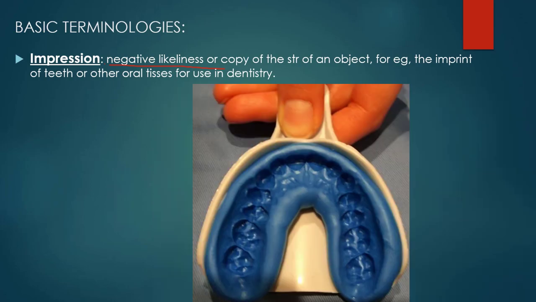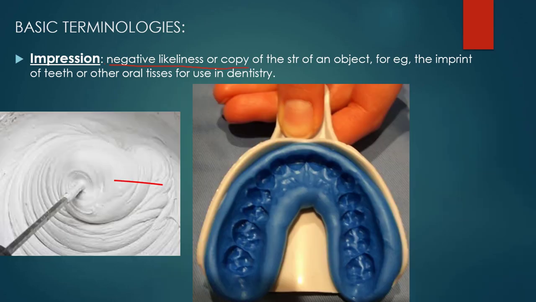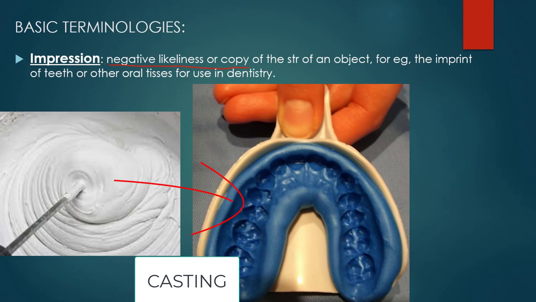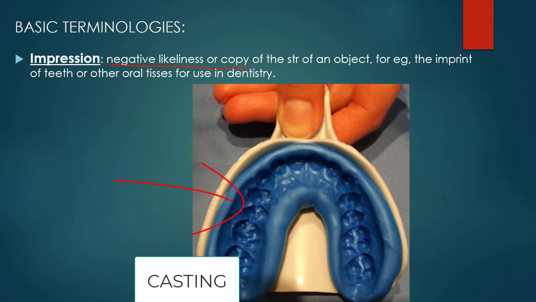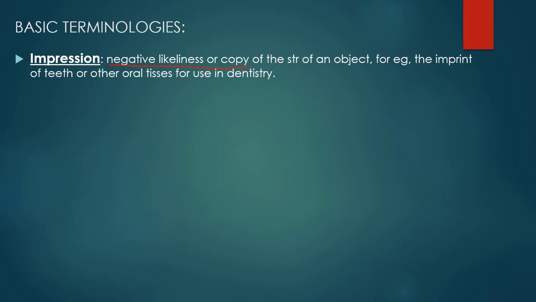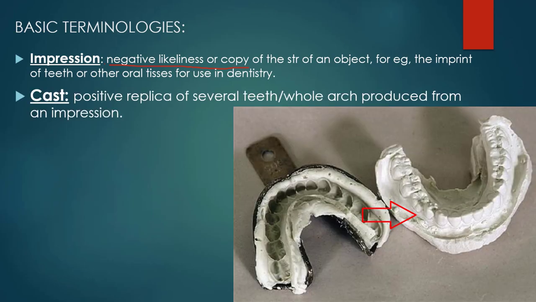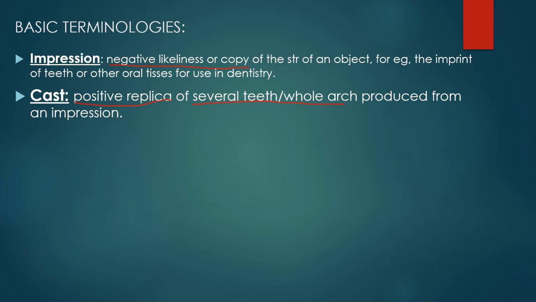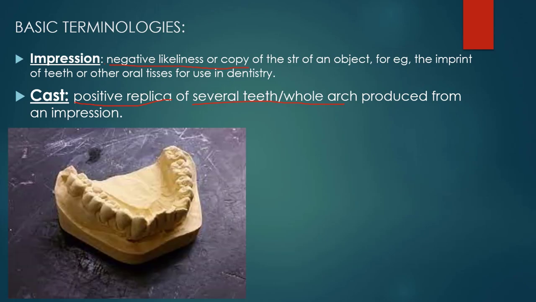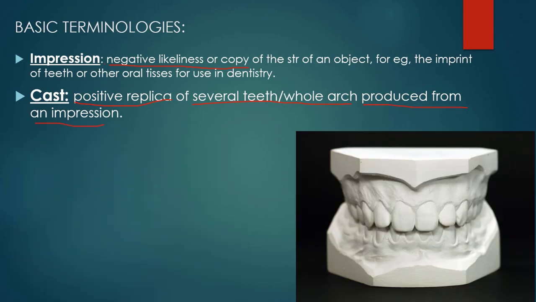Now we have the impression of the patient's mouth and we pour the plaster mixture in the impression, which is a process called casting. After the plaster sets, we obtain a positive replica of the oral cavity of the patient, which can either be used for study purposes or for working on it so as to make a dental appliance. Now that positive replica obtained by the setting of the plaster is called a cast. And the same cast, when used for study purposes, is called a model.